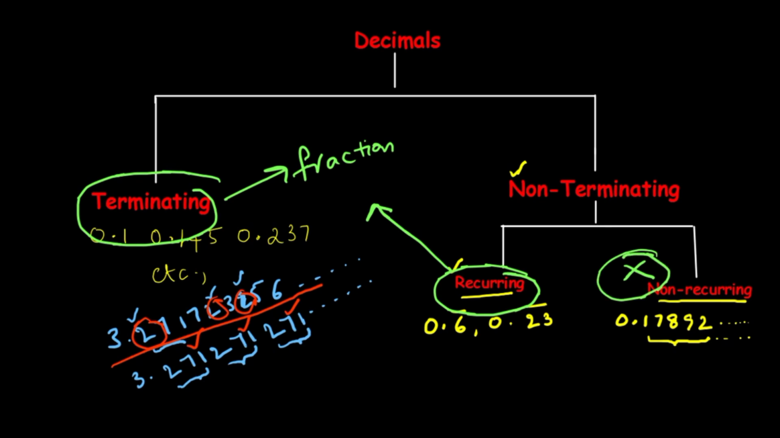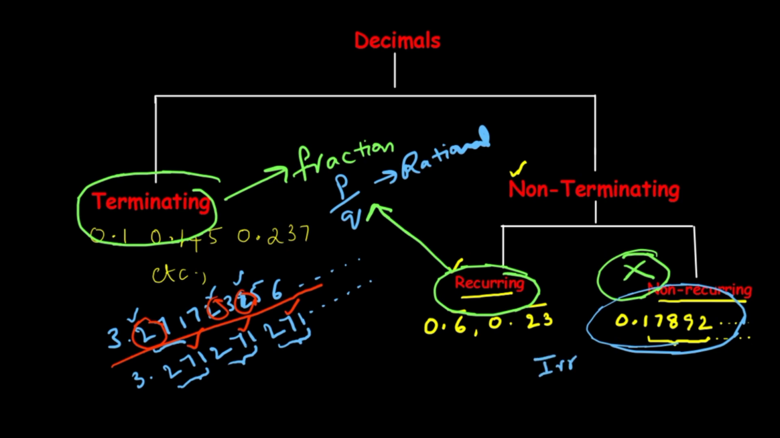So the terminating or non-terminating recurring decimals are in P by Q form. That means those are rational numbers. Non-terminating non-recurring decimals cannot be written in P by Q form, so these are called irrational numbers. Now, how we write terminating decimals in P by Q form, and non-terminating recurring decimals in P by Q form, we will discuss now.